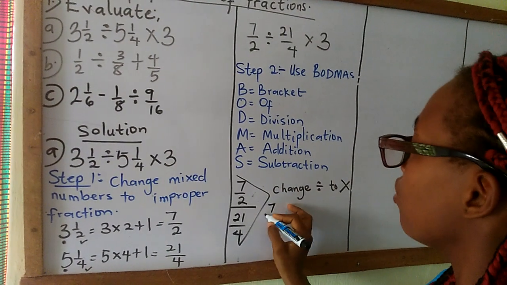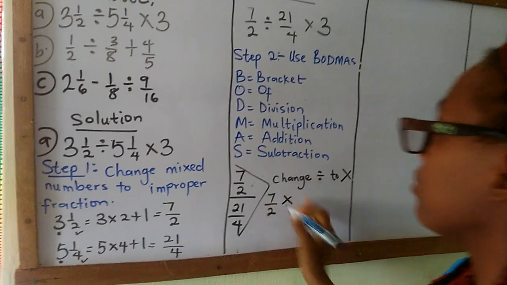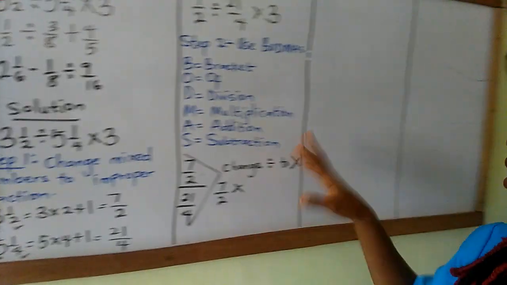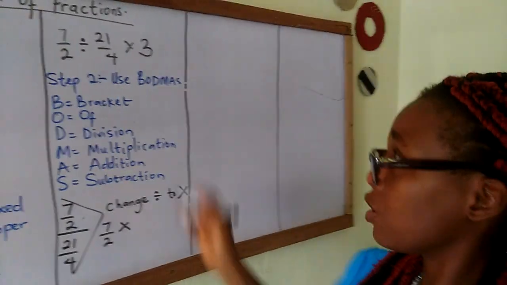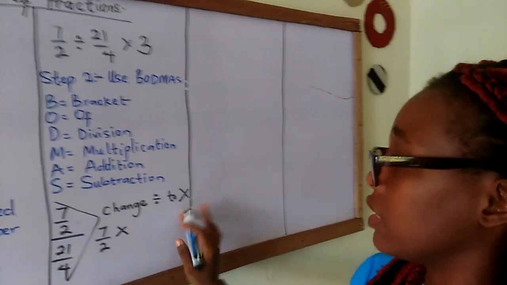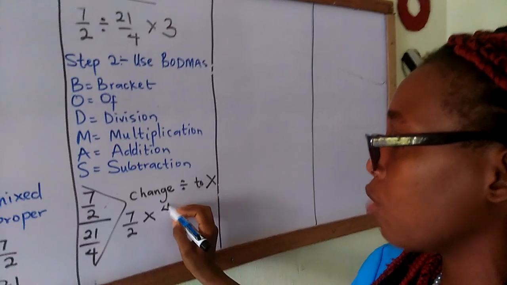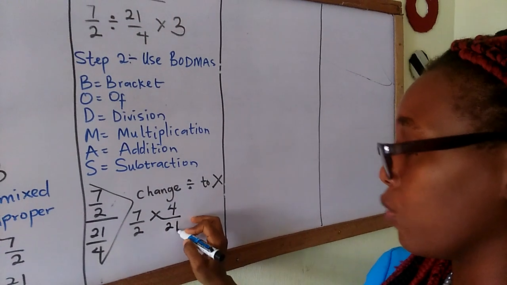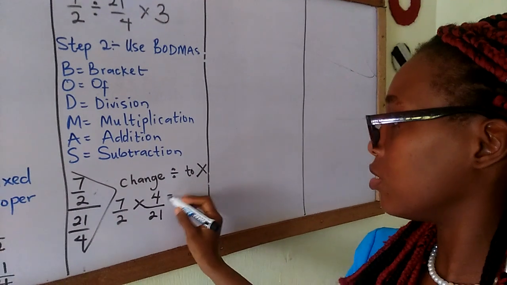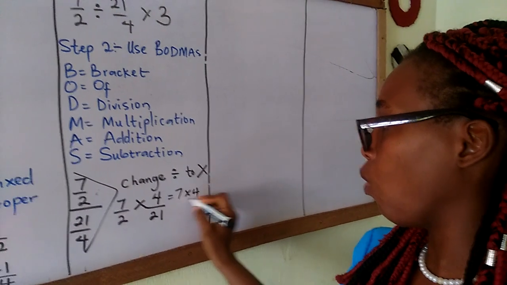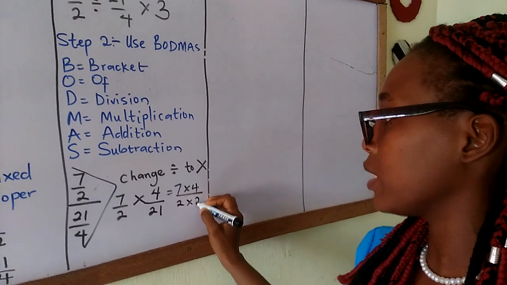So you have 7 over 2 times. Remember, I said when you change divide to times, the denominator goes up, the numerator comes down. So the denominator here is 4. When you change your divide to times, you are reversing it. That means 4 comes up over 21. So we have here 7 times 4 over 2 times 21.